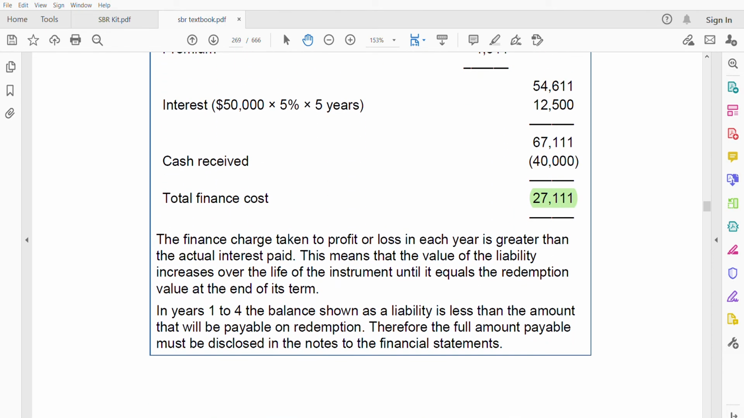So that's what they are saying here. The finance charge is greater than the actual interest paid. Actual interest paid is only 12,500. So this means that the value of the liability increases over the life of the instrument until it equals the redemption value. That means over the life, the value of the liability will go up until it equals the redemption value at the end of its term. It will increase, and it will reach a point at redemption where it will be equal. At the end of its term, that means the final year, it will be equal to the redemption value. That means what should be the redemption value? How much should it be equal to?